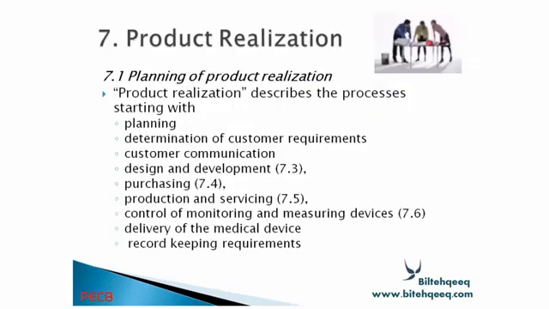The next section is the product realization, and product realization starts with 7.1, planning of the product realization. Product realization describes the process starting with planning, determination of customer requirements, customer communication, design and development, purchasing, production and servicing, control of monitoring and measuring devices, delivery of the medical device, record keeping requirements. And now we will go through all these elements step by step.